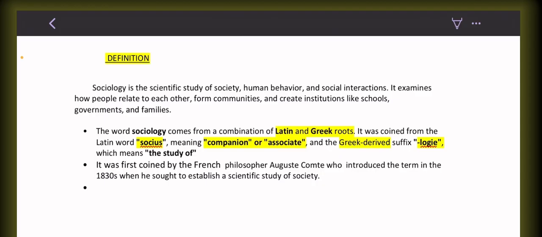When we go to the historical perspective, sociology was first coined by the French philosopher Auguste Comte. He introduced this term in the 1830s while he was trying to establish a scientific study of society.